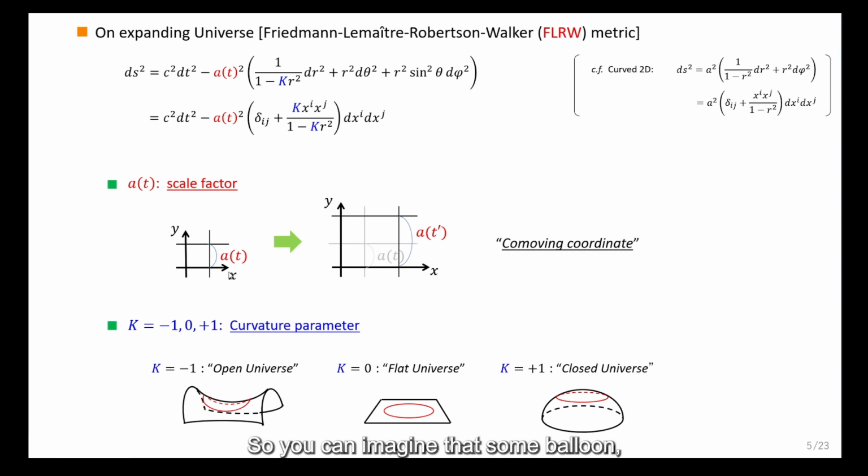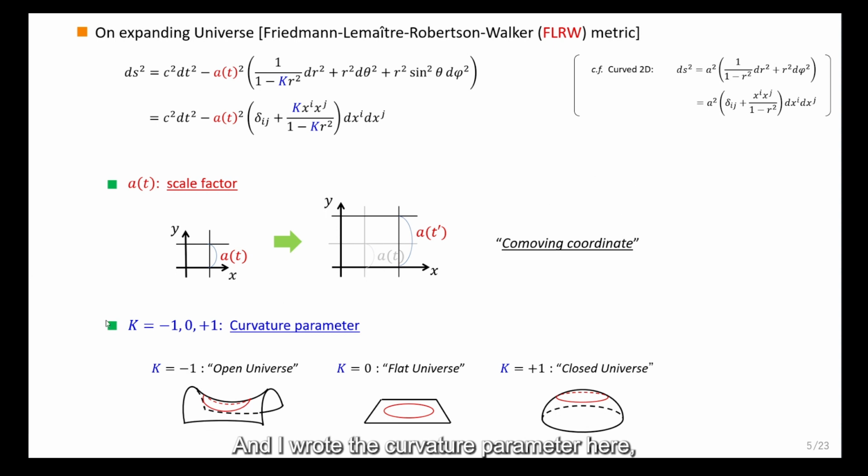So you can imagine some balloon. If you write some coordinate on the balloon, then the balloon is expanding, and the physical scale is changed, but the unit of the scale doesn't change. So this coordinate is called the comoving coordinate.